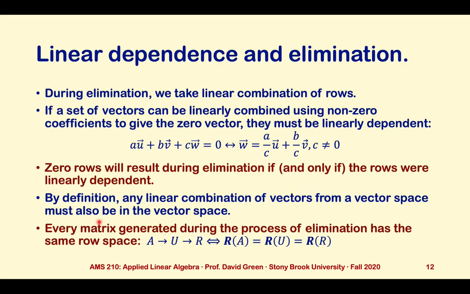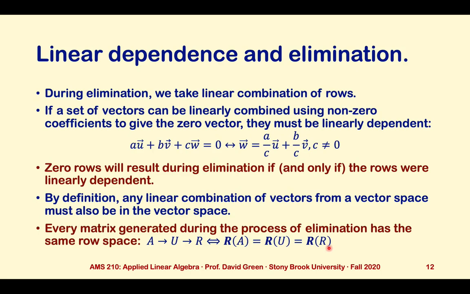The only things that disappear when we generate 0 rows are linearly dependent vectors. So 0 rows will only result if we had linear dependence, and every matrix generated through the process of elimination has the same row space. So if we go from A to an echelon form U to a reduced row echelon form R, all of these matrices have the same row space.